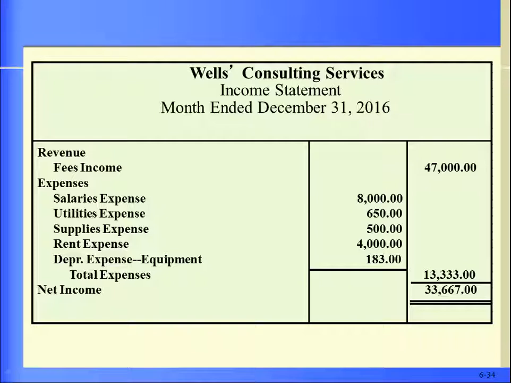Now the financial statement for the income statement. Basically, what does this tell us? How much money did we make? Did the company generate a profit or a loss? And you can tell by reviewing this statement.